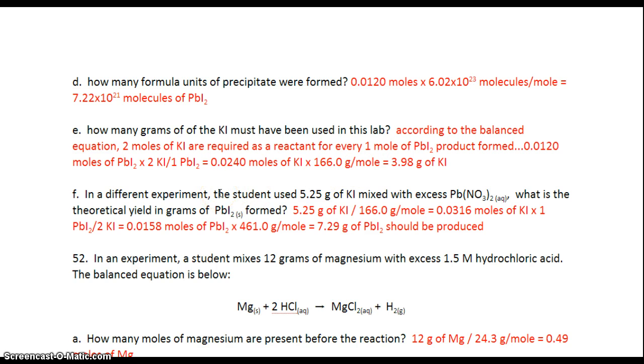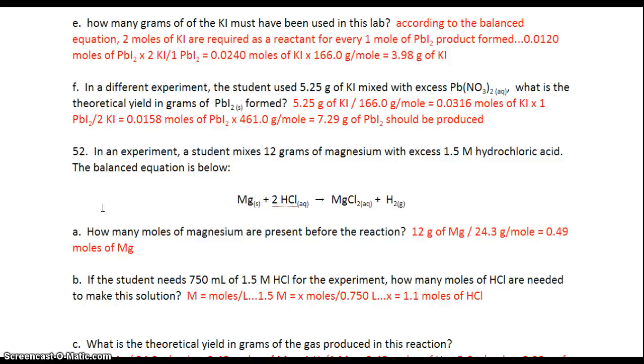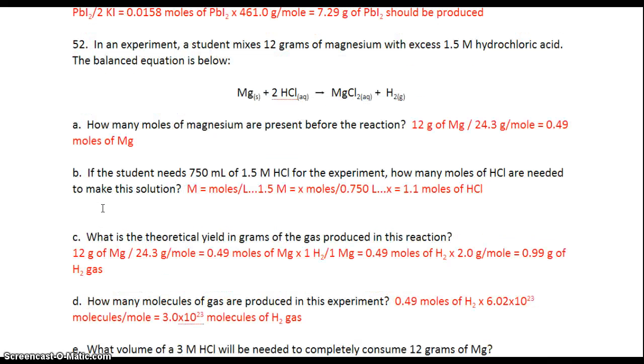In F, it's just another stoichiometry problem. Whenever you see theoretical yield, it's just another way of asking you the amount that should be formed according to your calculations. And then I'll scroll down a little bit here so you can take a look at the solution to number 52.